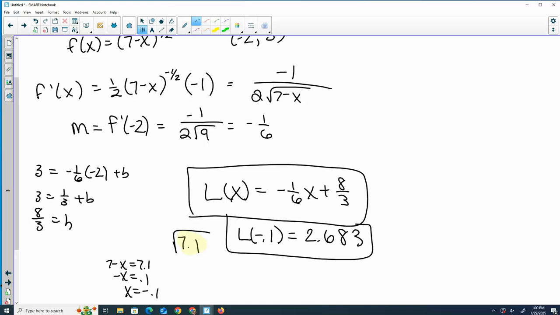Obviously on the test without a calculator, are you probably going to be able to approximate one? Not unless it was really nice.